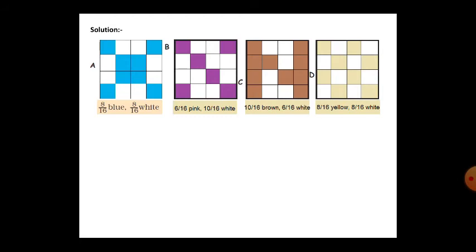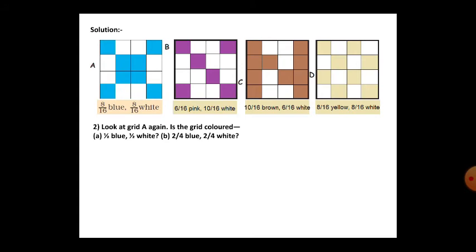And what is the remaining white part? So 1, 2, 3, 4, 5, 6, 7, 8, 9, 10. So 10 by 16 is the white fraction. So like that only. Here, I have colored the 10 using brown color. So what is the fraction for that? 10 by 16. Remaining is 6 by 16. So like that, the last one you have to do it.